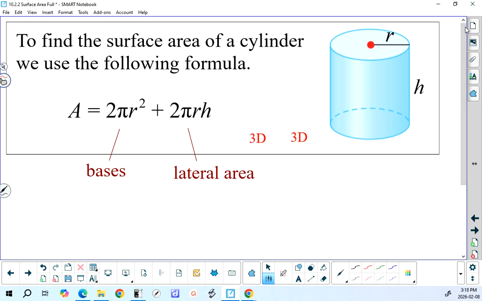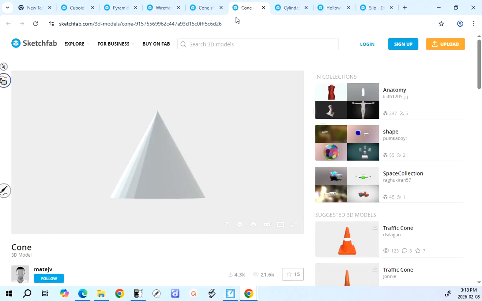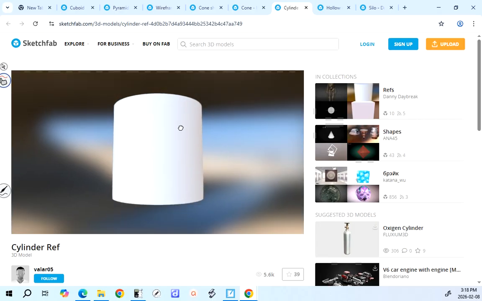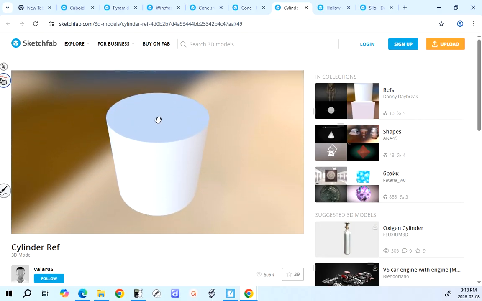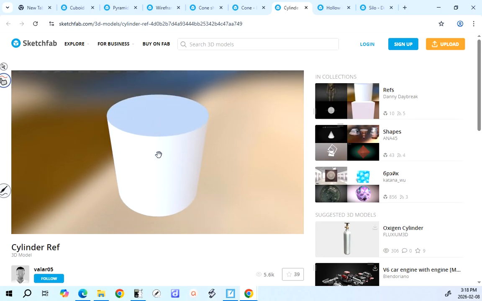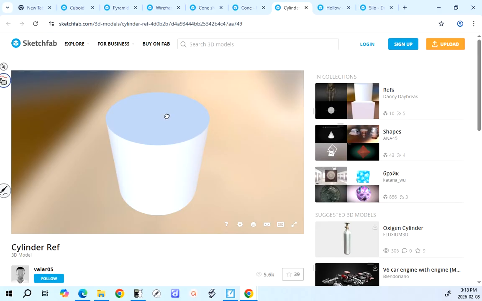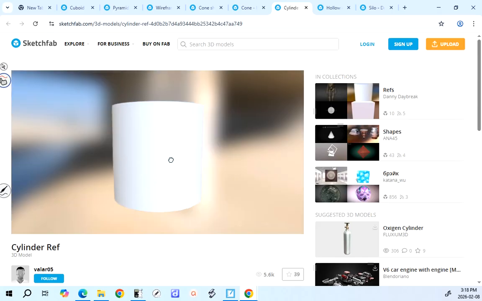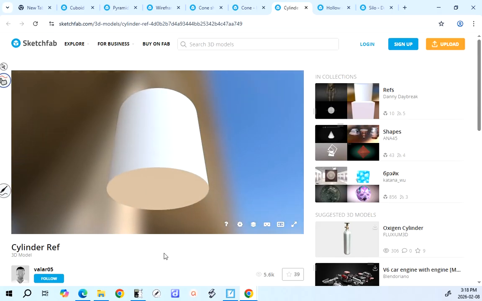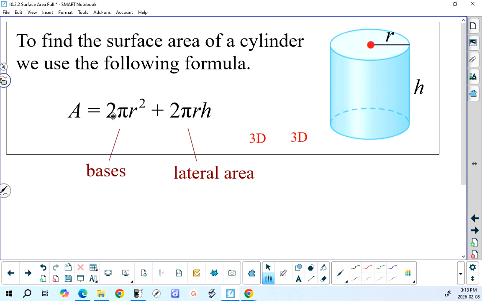So if I take a look at a cylinder, this is a cylinder. If I want the surface area, let's say I'm going to paint this and I need to know how much paint. We've got a lid to this and we've got a base to this. Maybe it's like a soup can. And the area of the top is pi r squared. The area of the bottom is pi r squared. That's why in this formula we have 2 pi r squared. This is the top and the bottom.